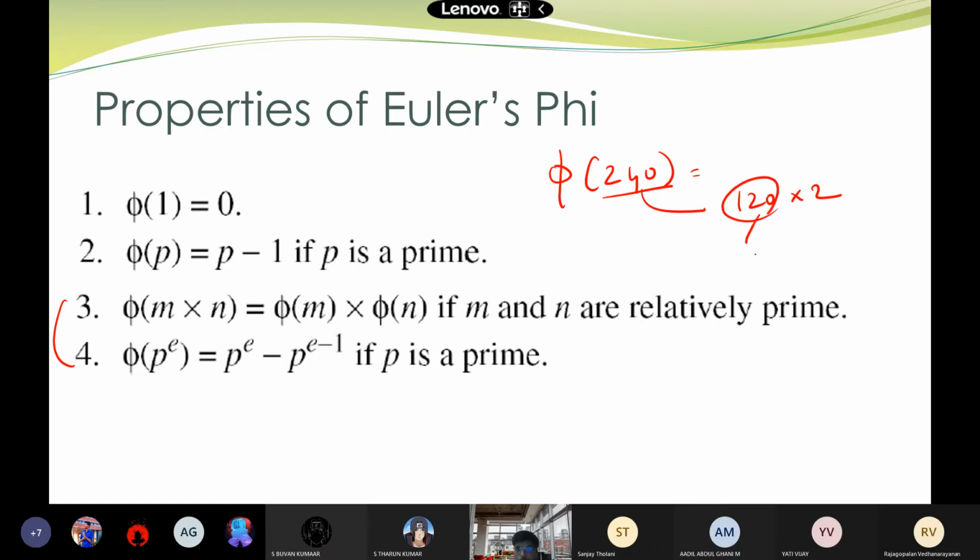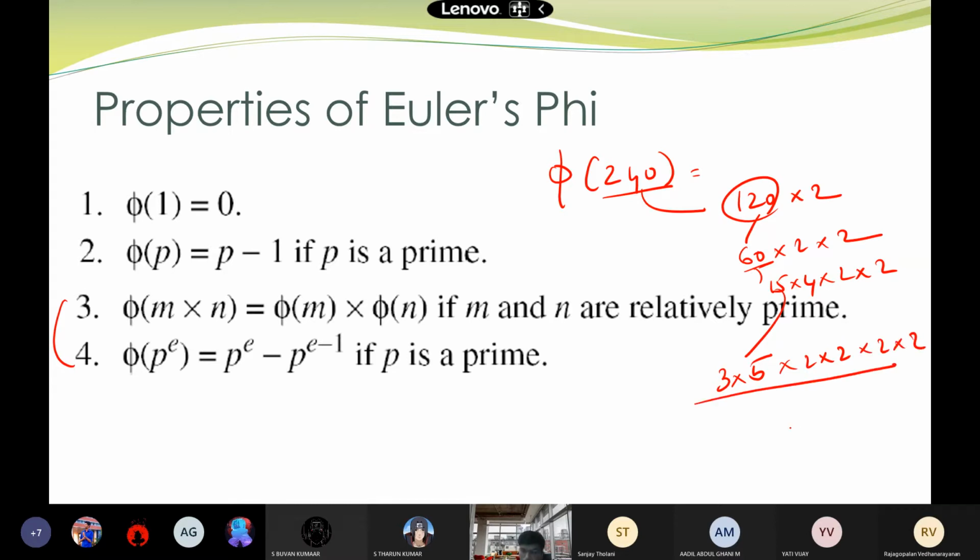So 120 into 2. What is 120? To factorize it, I'm sorry, it is going to be 60 into 2. So already there is a 2. How could I factorize 60? I could write it as 15 into 4 into 2 into 2. But let me try to express this in terms of primes. What is 15? Again, you factorize: 3 into 5. 4 is 2 into 2. And you have another 2. So now I've got it like this. What I will do now is see if I can express this in terms of exponents. So 3 power 1 into 5 power 1 into 2 power 4. Can I write it like this?